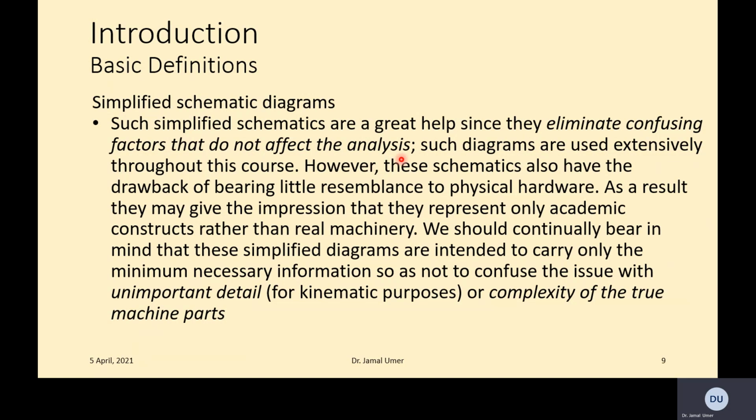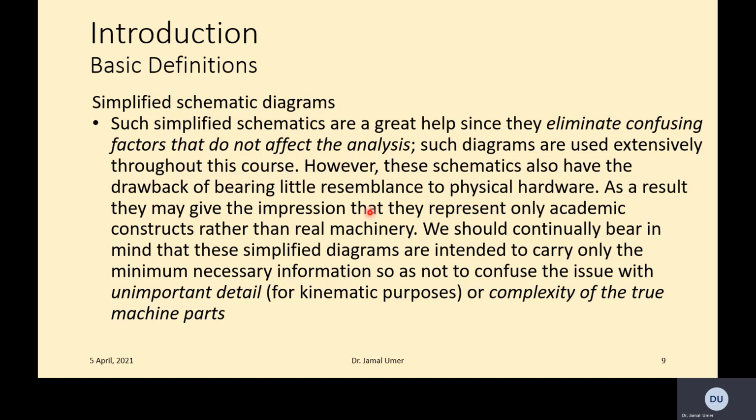Let me give you a brief example. You are very familiar with the connecting rod shape. We are just looking at one link, but it has a complex shape. But the complex shape is not affecting the analysis, so it's not contributing. That's why a simplified diagram helps you avoid confusing factors that do not affect the analysis. So that's something great in this analysis. Such diagrams are used extensively throughout this course.